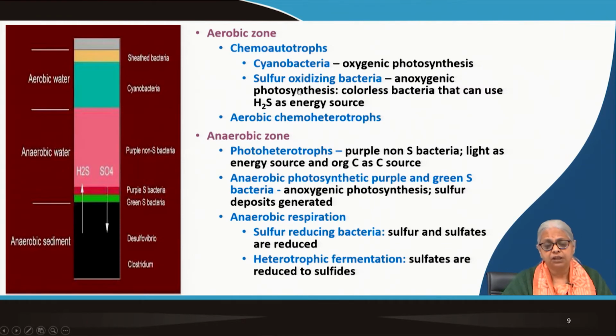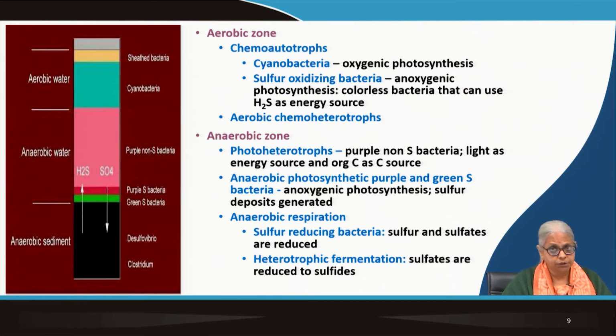You can also have sulfur oxidizing bacteria. How are these sulfur oxidizing bacteria going to thrive in the same environment? They are responsible for anoxygenic photosynthesis. They are colorless bacteria, so you can't see them visibly, and they are capable of utilizing hydrogen sulfide as the energy source. And where is the hydrogen sulfide coming from? It's a gas. It comes upwards, so it's being generated at the bottom of the column.